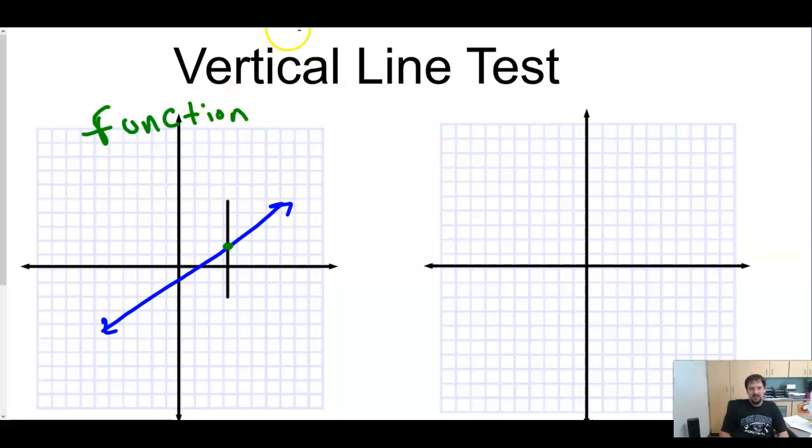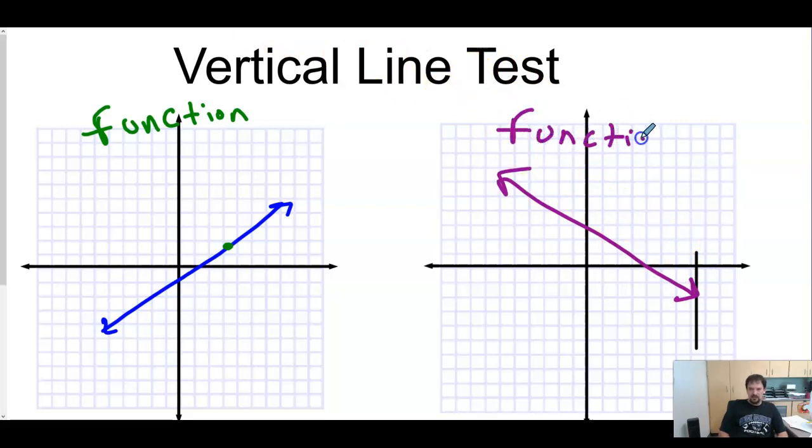Alright, so once again, if I had, let's say this one right here. Okay, I'm going to grab my line to see my vertical line test. Do I ever cover more than one point? I don't. This is a straight line, which means once again I have a function.